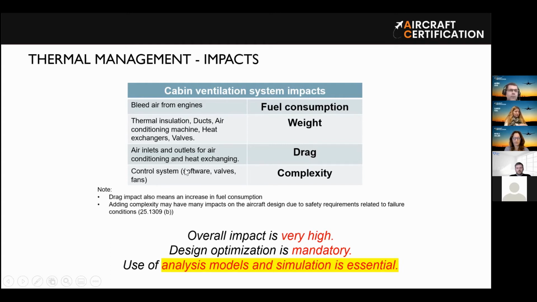This system will sometimes require that we capture external air, so we have some air inlets and air outlets, for example for air conditioning or for the heat exchanging. Those inlets and outlets will cause drag to the aircraft. And this is a system that also needs to be controlled. So there is software for those systems. There are many valves, and there are sometimes some fans. So it also adds complexity to the design.